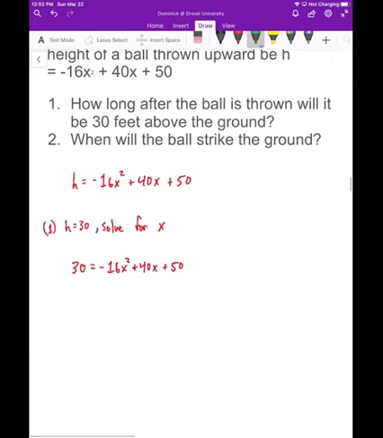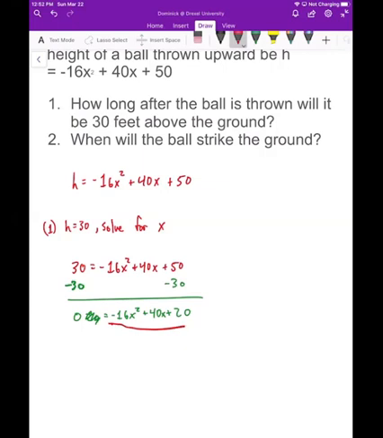We can move the 30 over, and we get that 20 is equal to negative 16x squared plus 40x. Sorry, this is not there. This should be 0. Plus 20 on this side. One thing that we could do that would make our life a little bit easier is to factor a 4 out or divide both sides. Let's divide by negative 4.